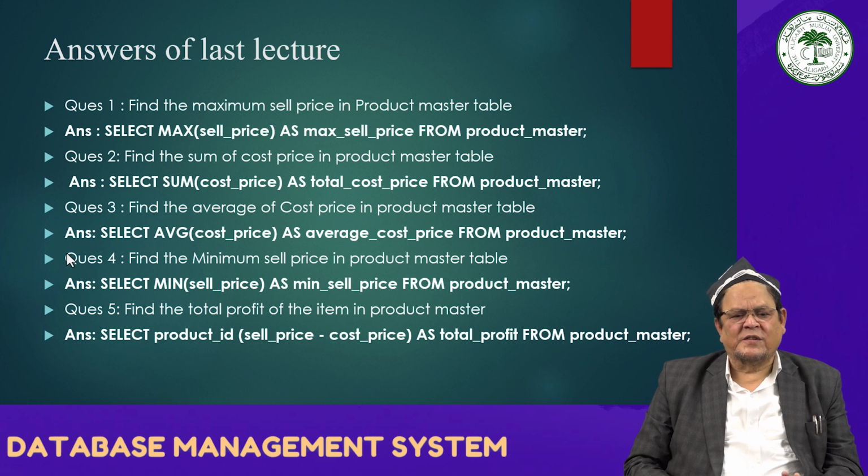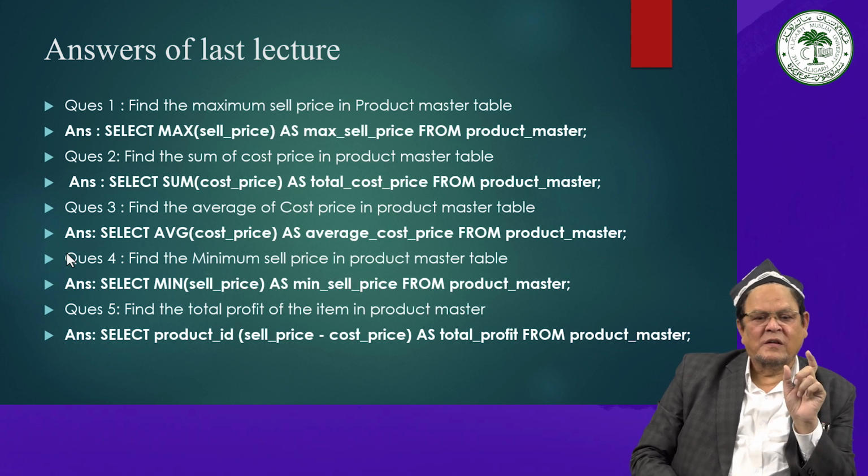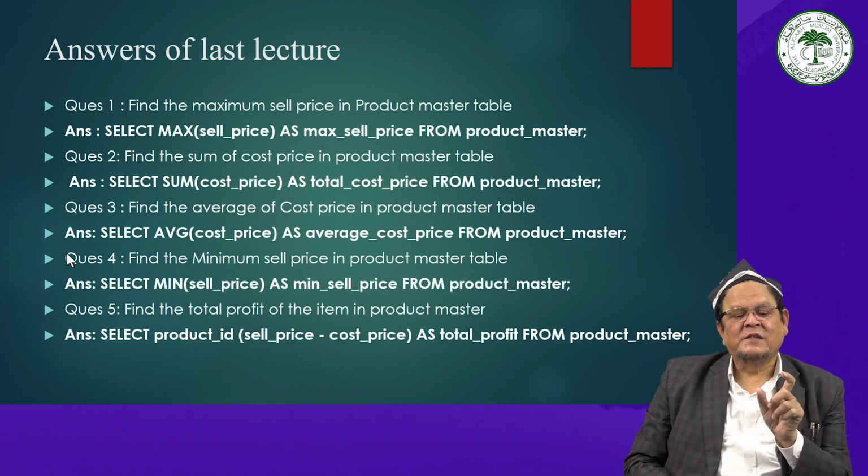from product master. The fourth question was, find the minimum sell price in the product master table. What will you do? You have to write select min sell price as min sell price from product master. It is very easy.